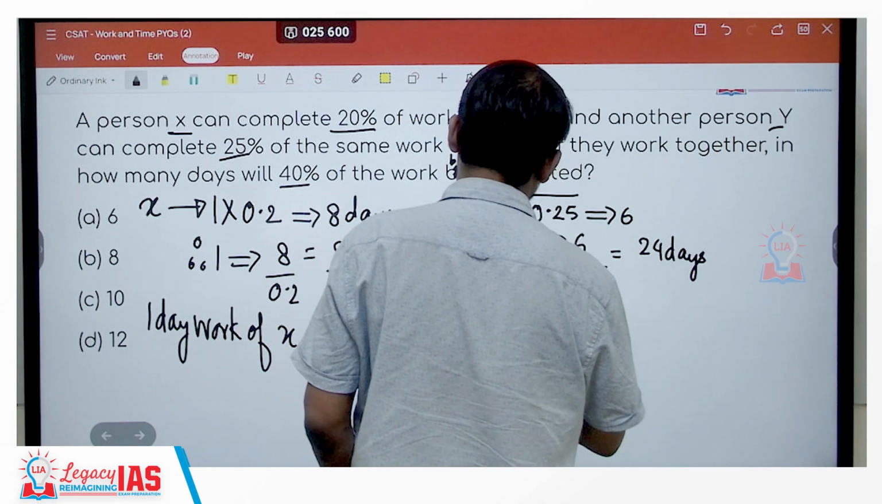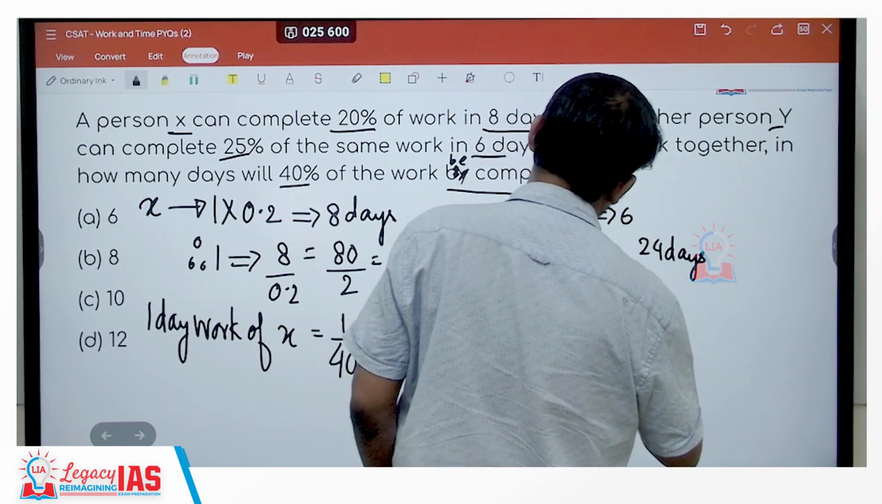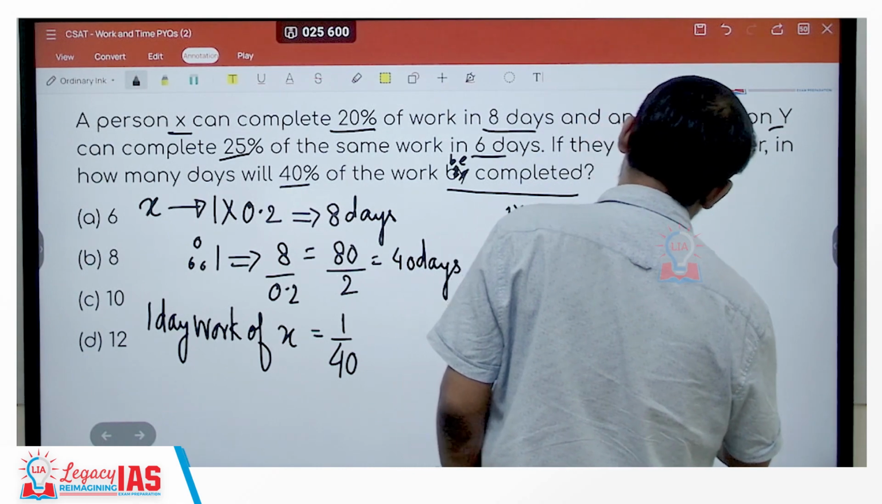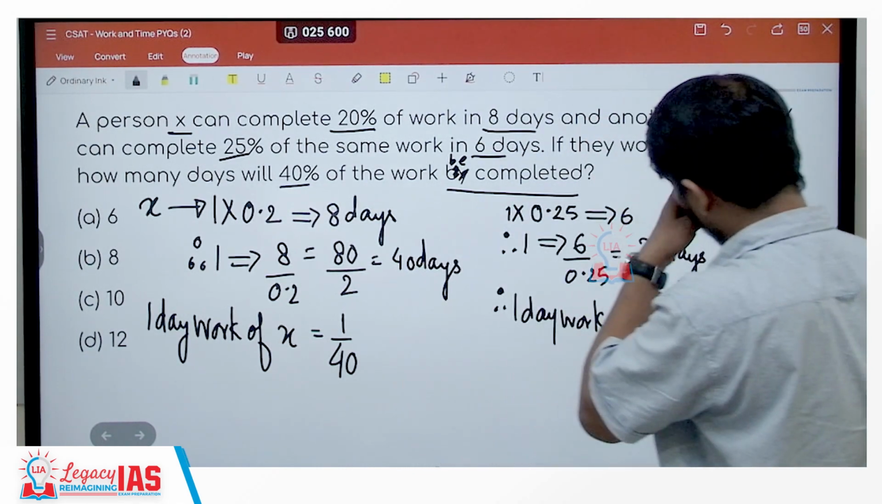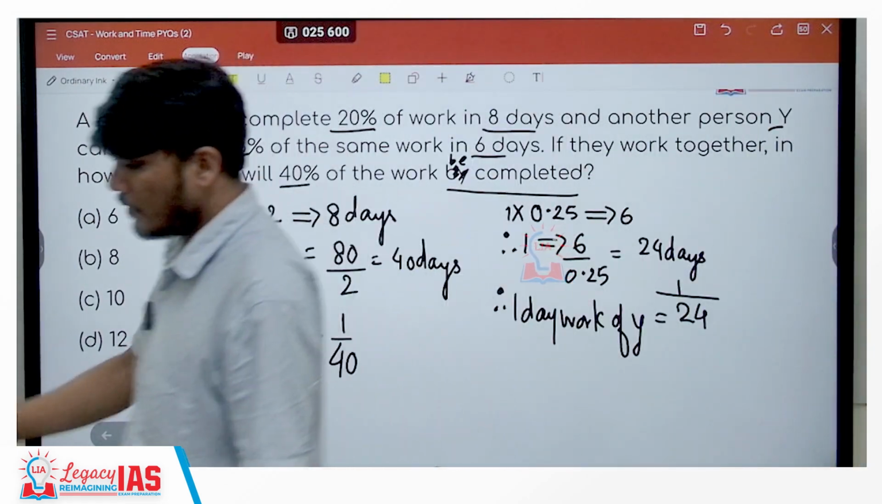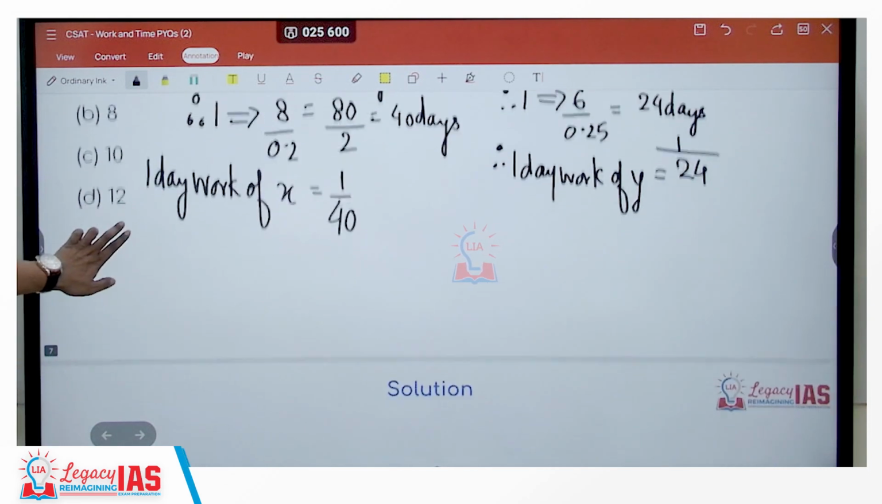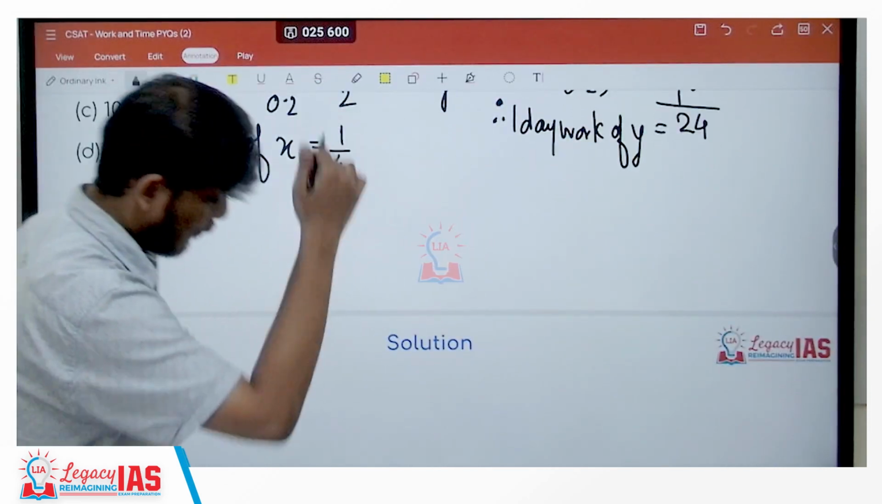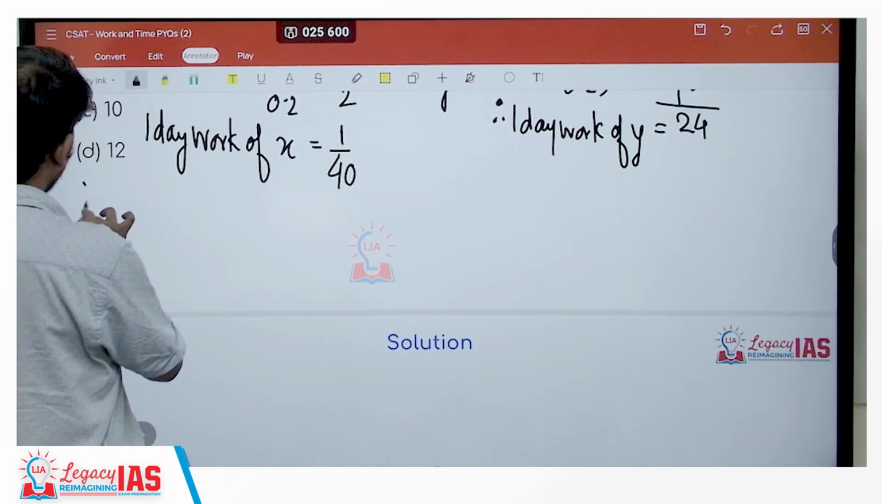So therefore, 1 day work of Y equals 1 upon 24. Right? Now, 1 day work of X is 1 by 40. 1 day work of Y is 1 by 24. So 1 day work of both X and Y will be how much?